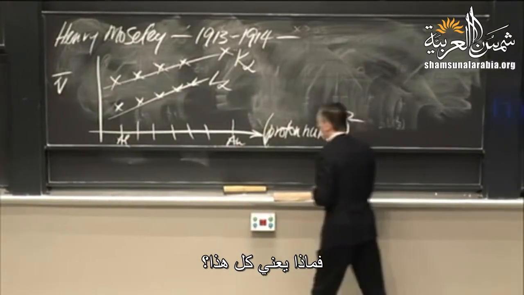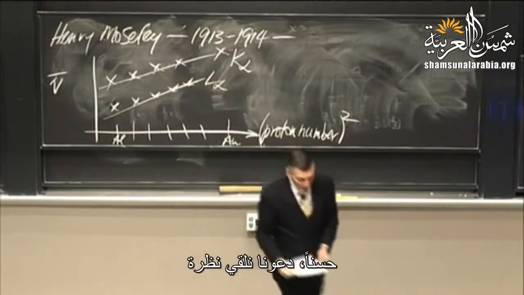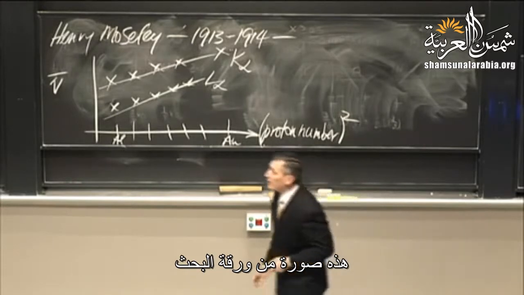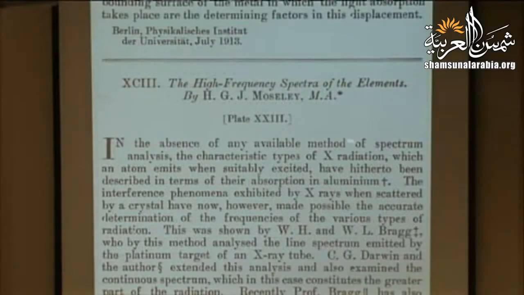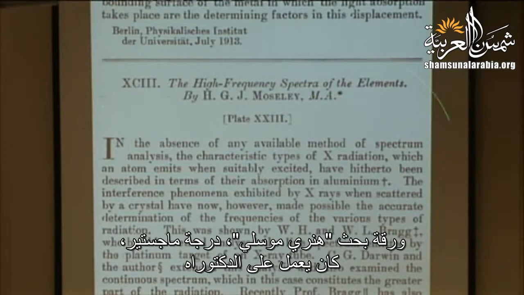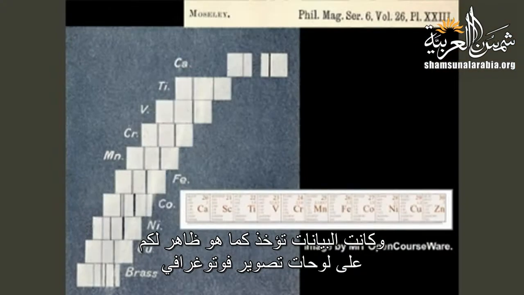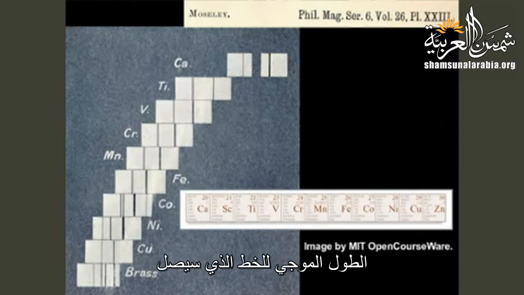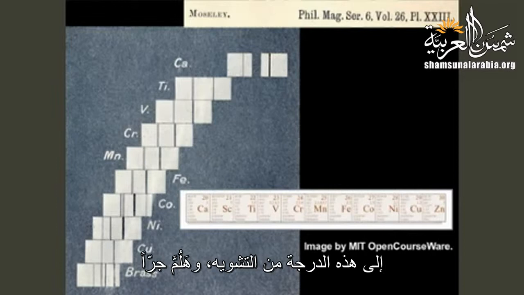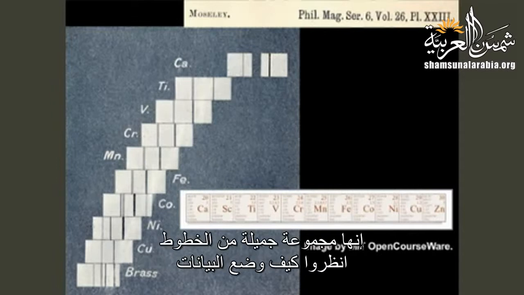So what does all of this mean? Well, let's take a look. Here's the image of the paper, high-frequency spectra of the elements, by Henry Moseley, who has a master's degree and is working on his PhD. The data were taken as follows on photographic plates. By trigonometry, you can figure out the wavelength of the line that would go to this degree of distortion, et cetera. It's a beautiful set of lines. Look at how these data are posed.